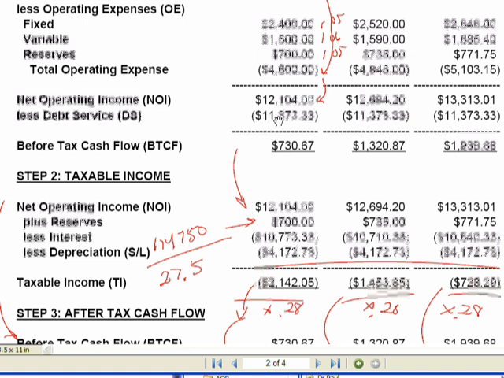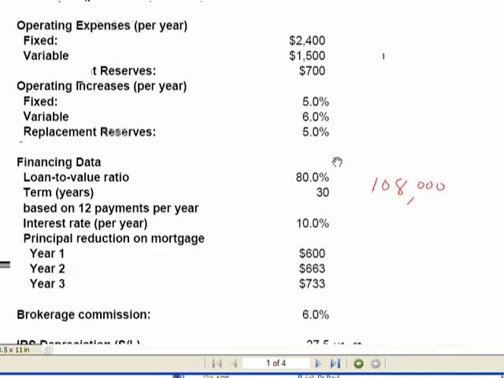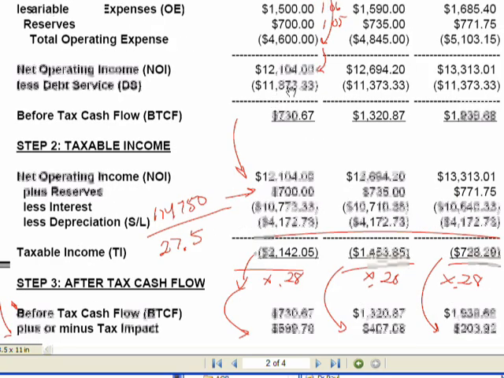So what we could do, especially since we have a little shortcut in this problem, we know what the total debt service was for the year, the annual debt service. We also know from our problem what the amount of amortization was for the year. Principal reduction on the mortgage was $600 in year one. Well, just take $11,373 minus $600, and guess what? That gives you $10,773. So that's the interest portion of our debt service in year one. You could also build an amortization table and add up the interest portions of each payment.